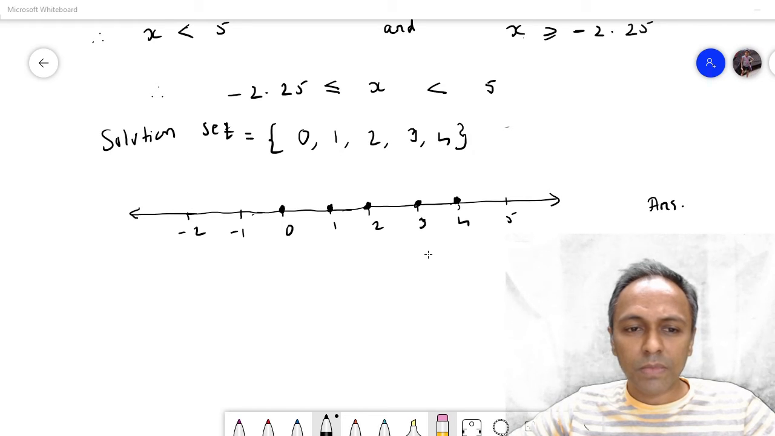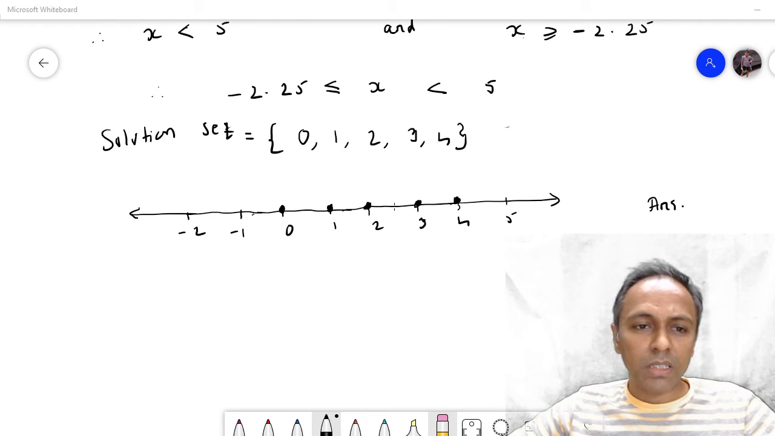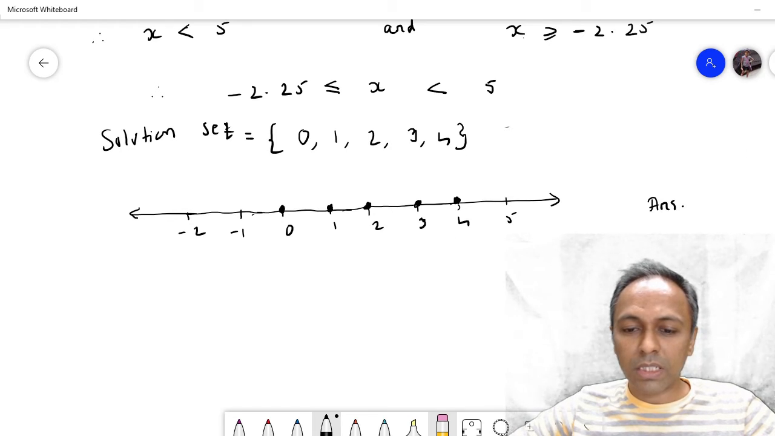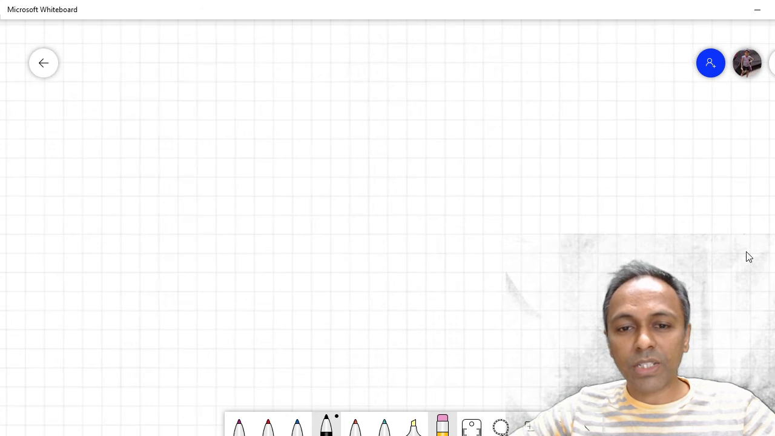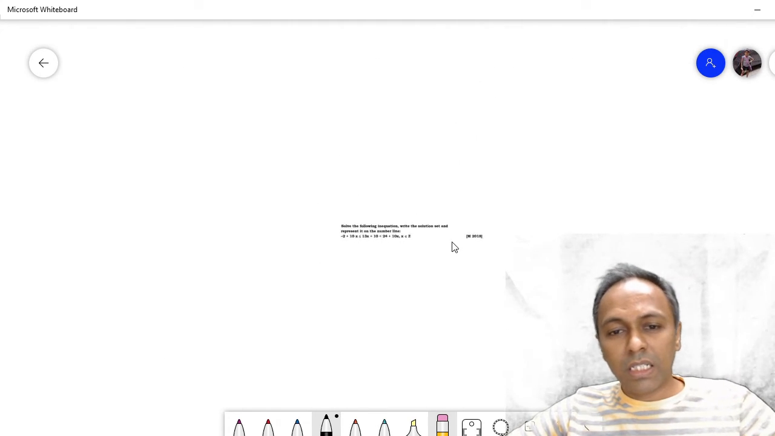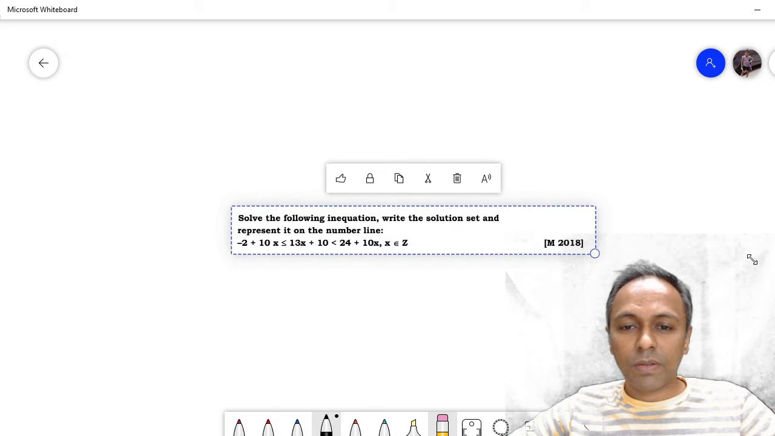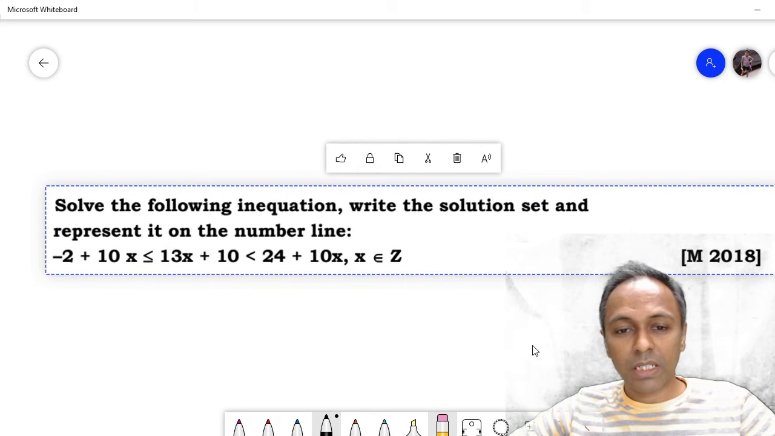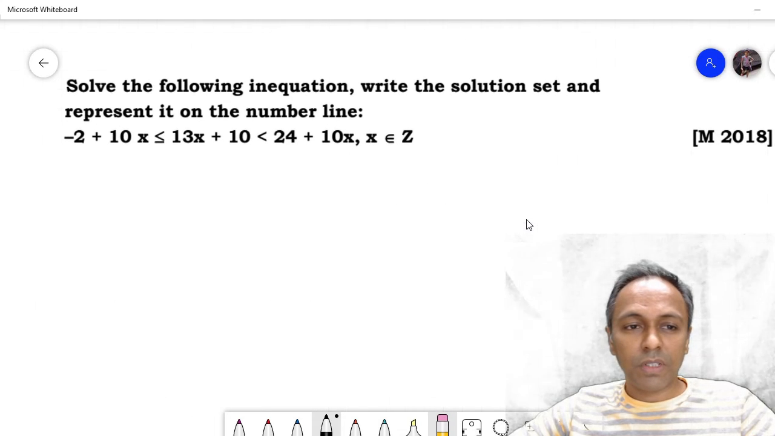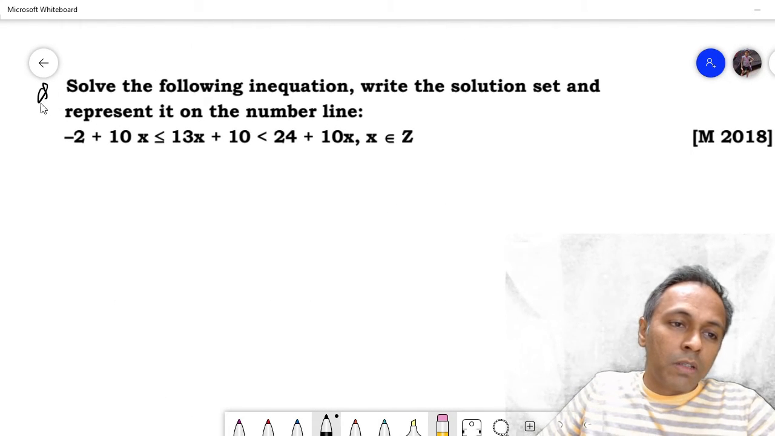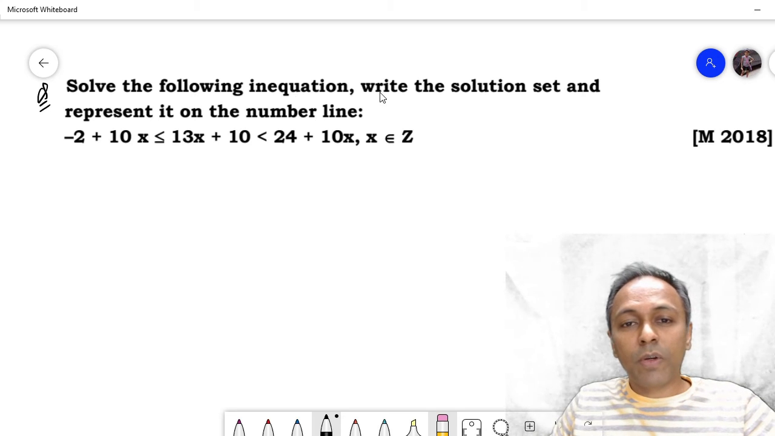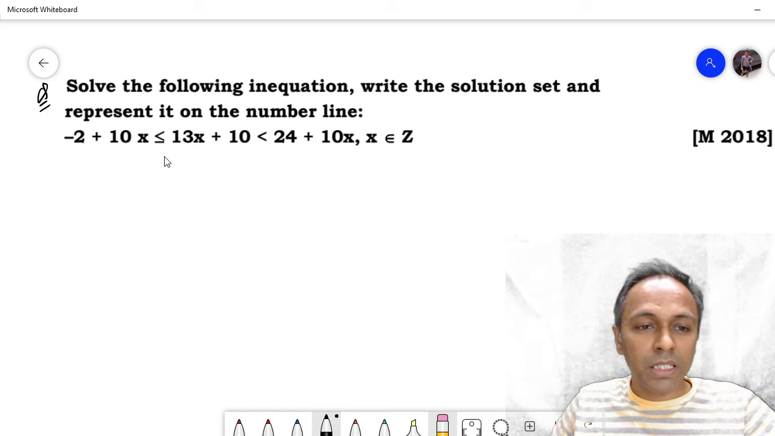Let's take one more, a 2018 question. Okay, so we did one of whole numbers, one of integers before this. Let us take one of real numbers before this. Let's take one of integer type. The question is, solve the following inequation, write the solution set and represent it on the number line.